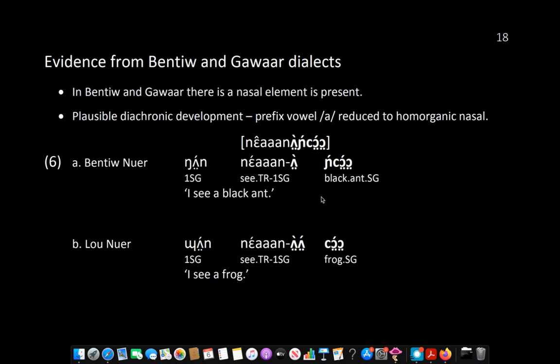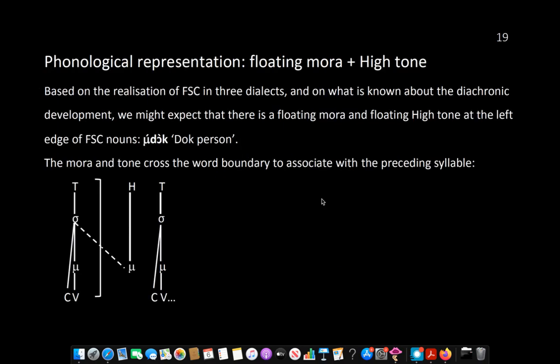In my view, the data from Bintiu and Gawar dialects shows the diachronic development whereby the vowel a became weakened and reduced to a homorganic nasal. This supports the hypothesis that the quantity is part of FSC. Based on the realization of the FSC in the three dialects and on what is known about the diachronic development, we might expect that there is a floating mora and a floating high tone at the left edge of the FSC nouns, as is shown by the example for dog person here.